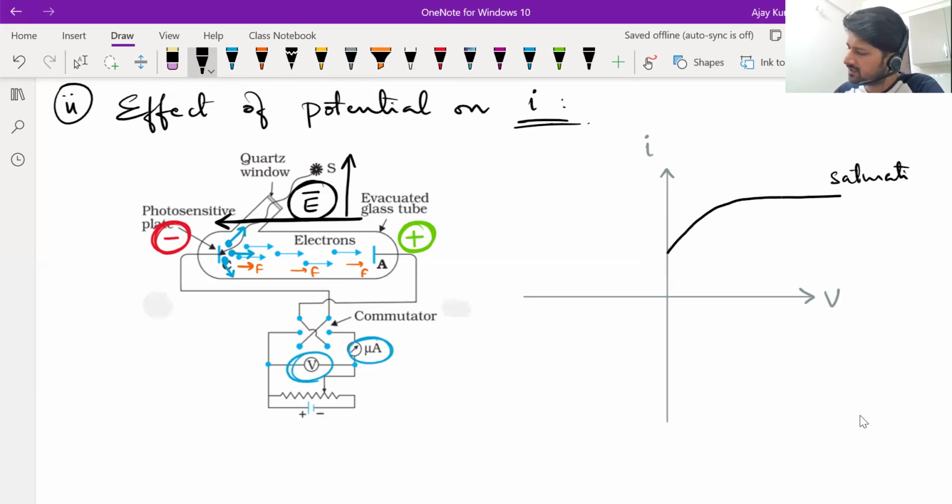Why is it getting saturated? Once all the emitted electrons are directed towards the collector, after that, even if you increase the voltage, there are no stray electrons to be directed towards the collector anymore. Okay. So current cannot increase any further. So only up to a certain voltage current was found to increase. After that, it won't increase.